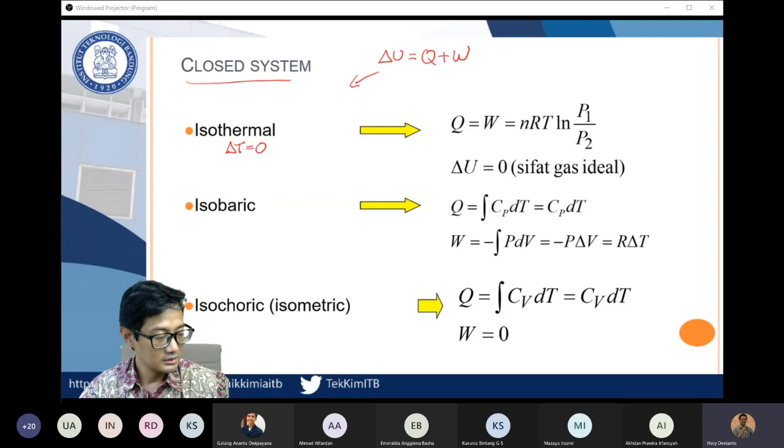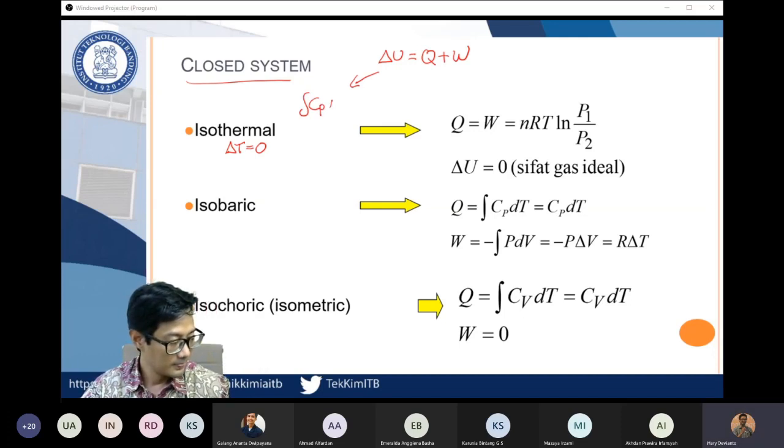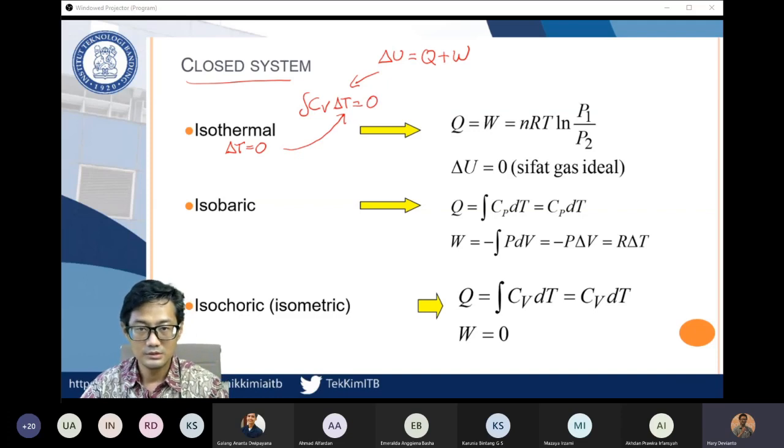Delta U itself is integral Cv dT. Because delta T is equal to 0, delta U would be equal to 0. In this case, Q would be equal to minus W. You should put a minus sign because it's in the opposite direction.